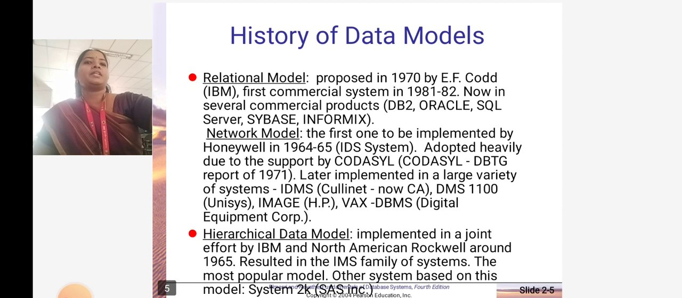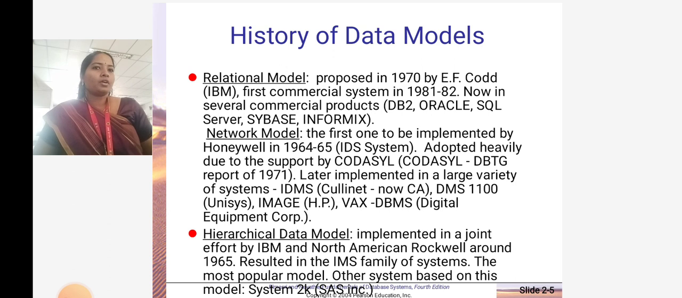So, the history of the data models. First, it can be subdivided into relational model, network model, hierarchical data model, etc. So what is the relational model? It was proposed in 1970 by E.F. Codd, with the first commercial system in 1981 to 82. Now it has been commercialized in several products: Database 2, Oracle, SQL Server, Sybase, Informix, and so on. Honeywell in 1964 to 65 adopted it heavily, and it was later implemented in a large variety of systems.